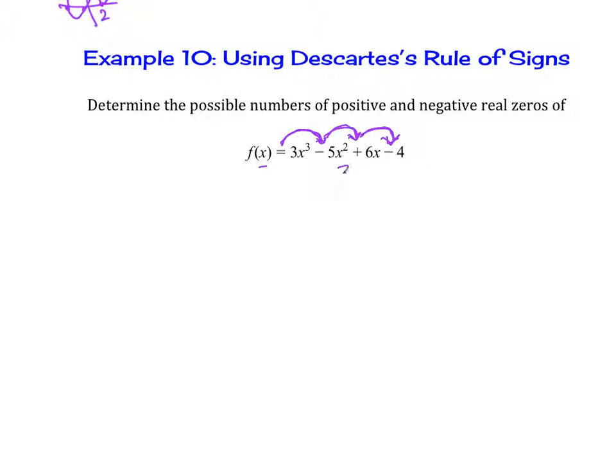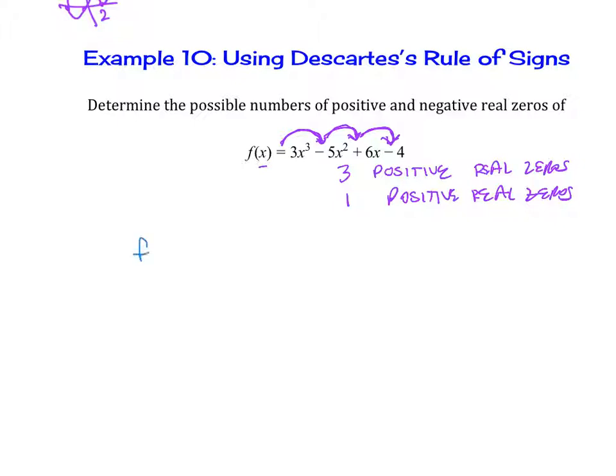So what that means is there is a possibility of 3 positive real zeros. And then the other option is 1 positive real zero. It can only decrease by an even integer, by 2.